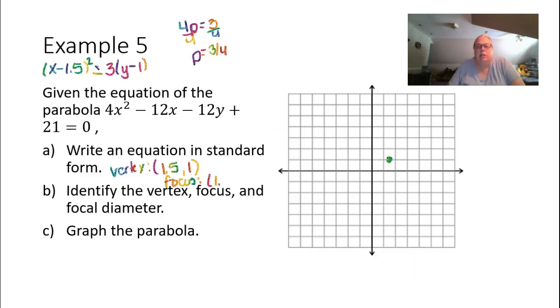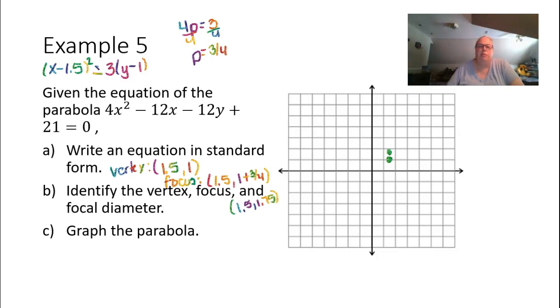So we're going to keep x of 1.5, and then the y coordinate is going to have 3/4 added to it. That means our focus is going to be located at 1.5 and 1.75, which is going to put it right up in here, approaching 2, but not quite there yet.